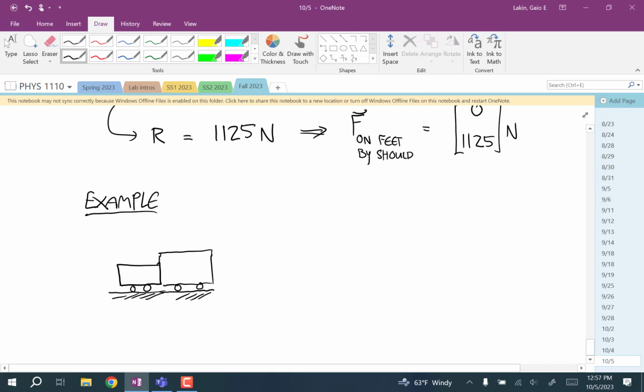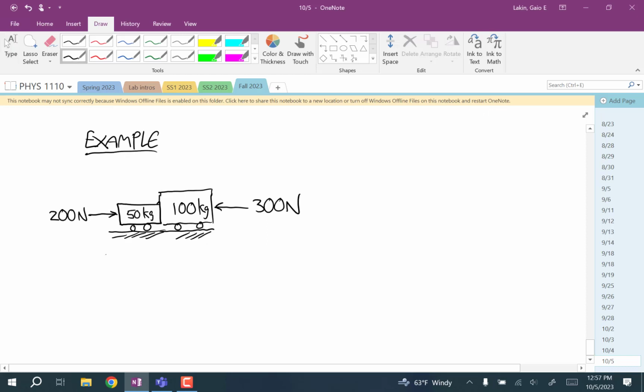So let's say this is 50 kilograms. This is 100 kilograms. And there's a force pushing to the right of 200 newtons and a force pushing to the left of 300 newtons. What's the force vector on the 100 by the 50?